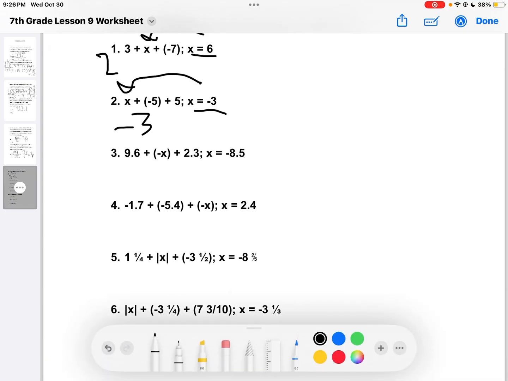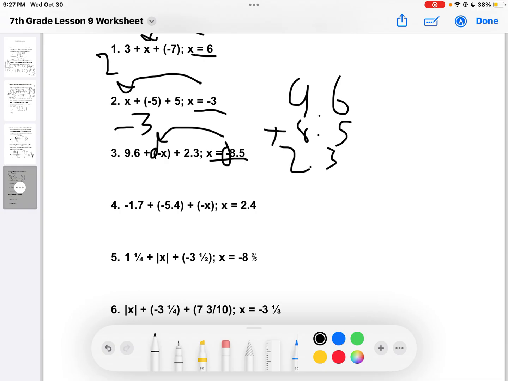So just like number 3, 9.6 plus negative x plus 2.3. x is negative 8.5, and if you plug it in, it will be just 8.5 because there's already a negative here, and then you multiply another negative here, and negative times negative is positive, so it'll be 9.6 plus 8.5 plus 2.3.